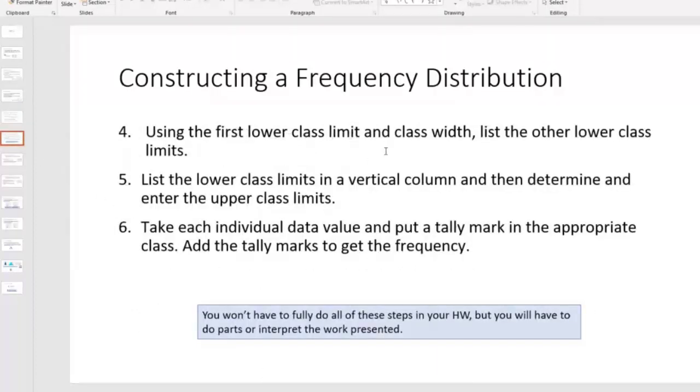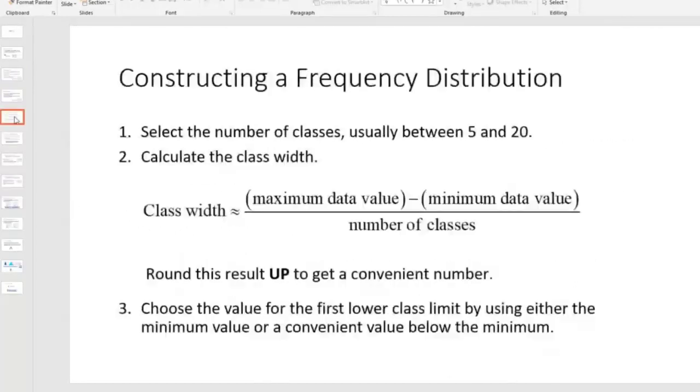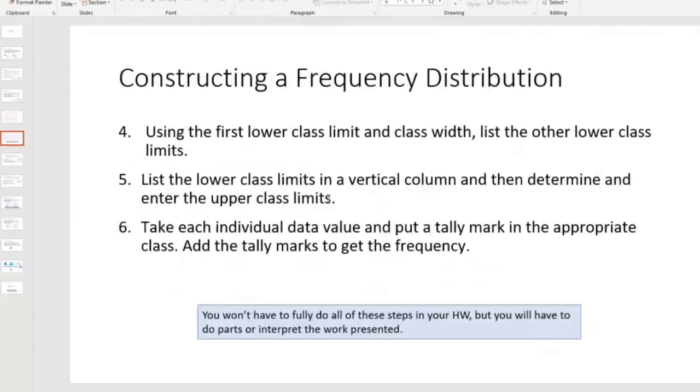Well, after you have your first lower class limit, and you already know how wide it's going to be, you can list the other lower class limits by just adding. I'm going to remind you of this real quick. Like if we go from 75, we go 125, 175, 225. That's just adding 50s. And then we figure out what the upper class limits will be, which is generally just back up one, because we know what the next lower is, and so we can just back up to get that one. And then we take the individual data and put a tally mark in the class, and then we add those tally marks to get the frequency.